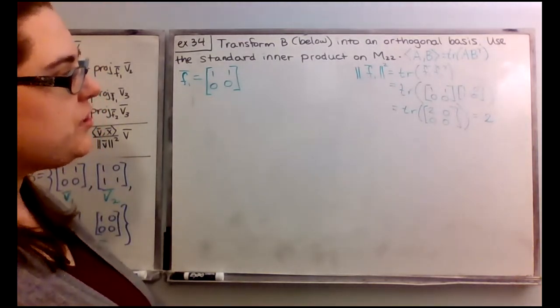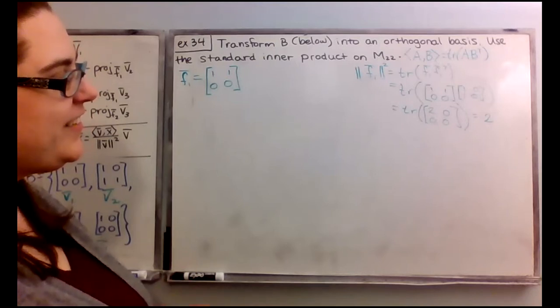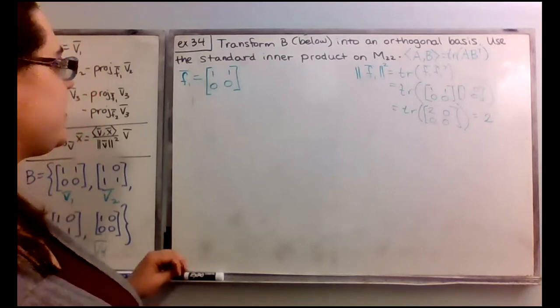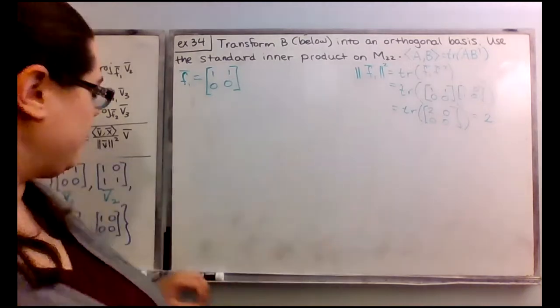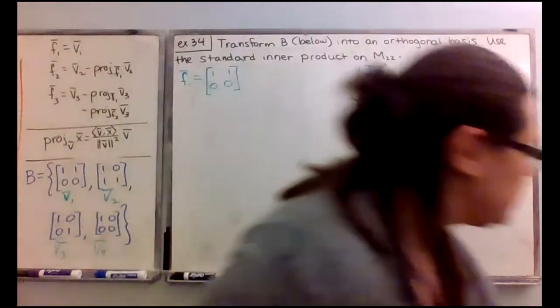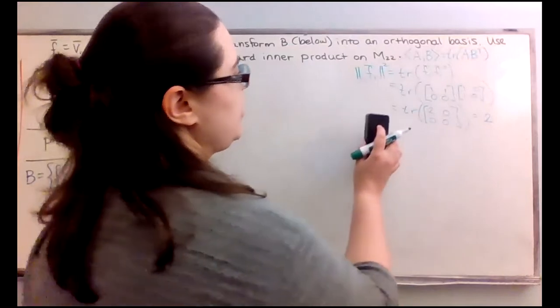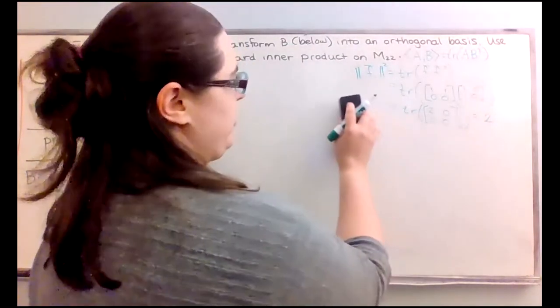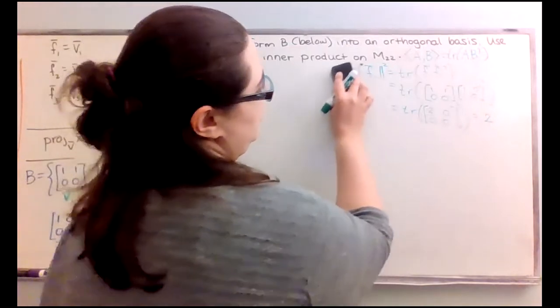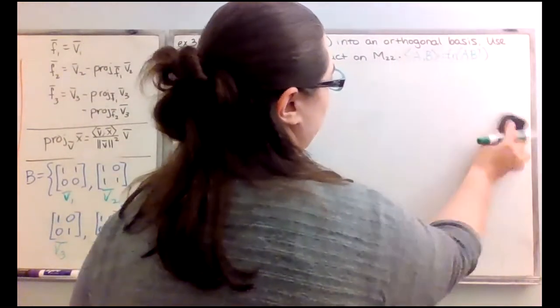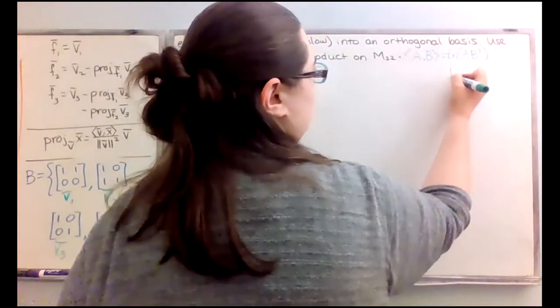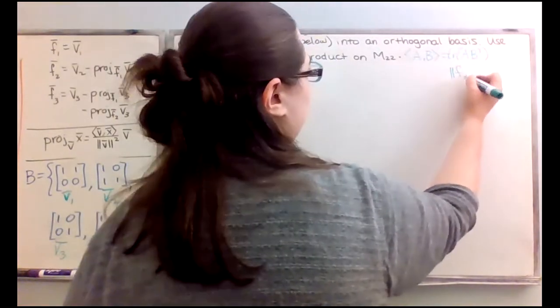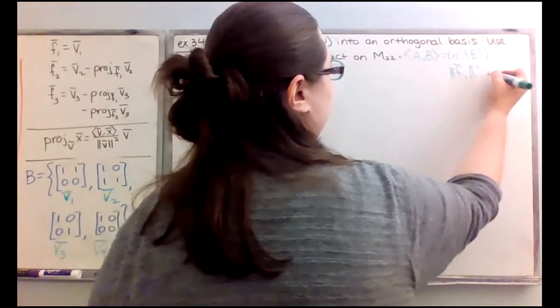Yeah. So let us give ourselves some space here. I'm just going to erase that. And just remember that this is 2. So I'm just trying to think of the best place to keep it. Let's put it over here. Okay. So the norm of F1 squared is 2.